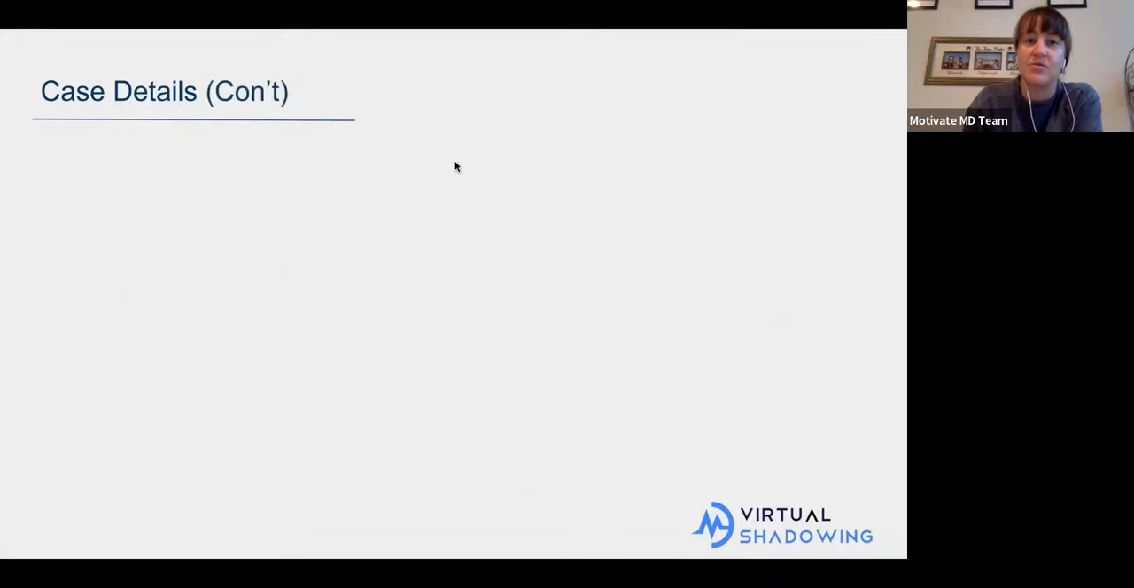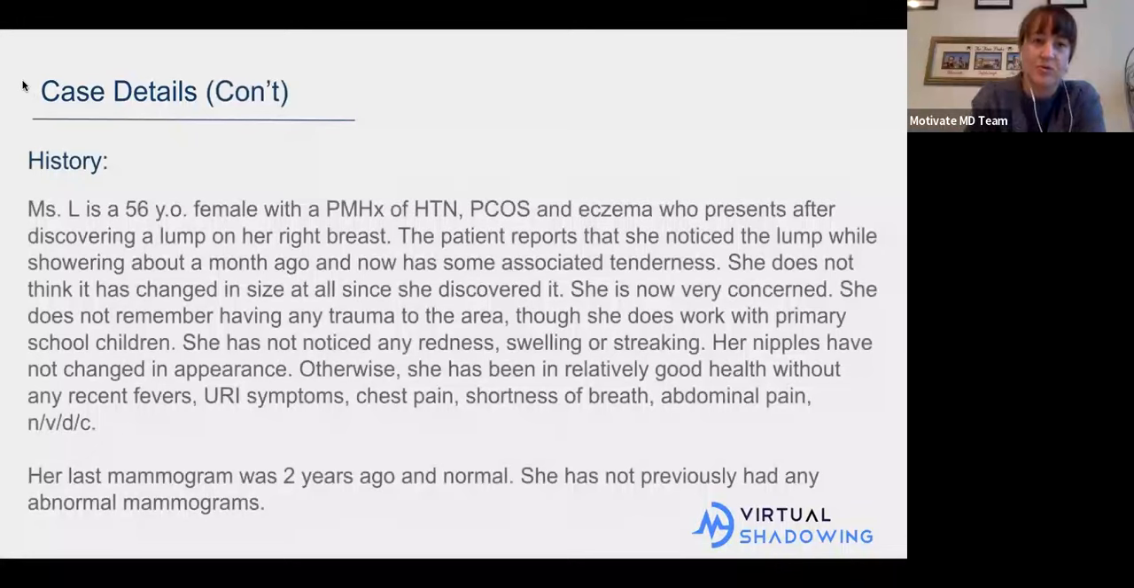Okay, so a little bit more about her. Just for history, Mrs. L, again, is a 56-year-old female. She's got a past medical history of hypertension, PCOS, and eczema, who presented after finding this lump on her right breast. She reports that she noticed the lump while showering about a month ago and now has some associated tenderness. She doesn't think it's changed in size at all since she discovered it, but she's very concerned.